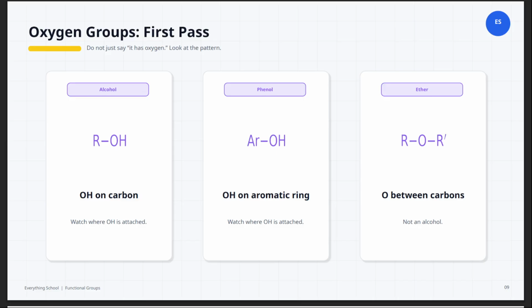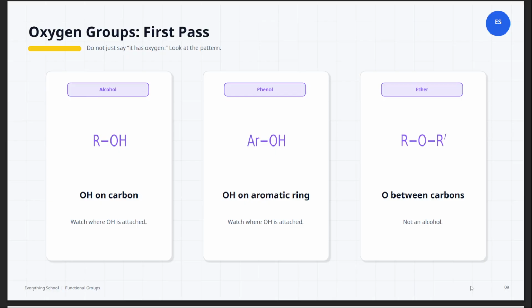Now look at oxygen groups, but do not just say it has oxygen. Ask what the oxygen pattern is. An alcohol has an oxygen-hydrogen group attached to a carbon. A phenol also has an oxygen-hydrogen group, but it is attached directly to an aromatic ring. That difference matters because phenols can behave differently from regular alcohols.